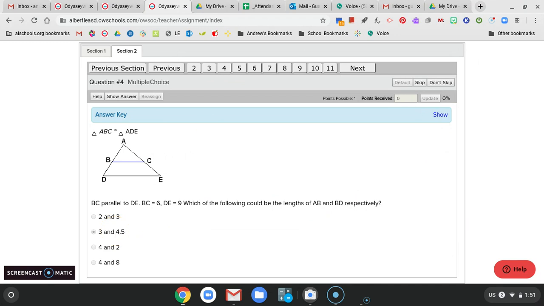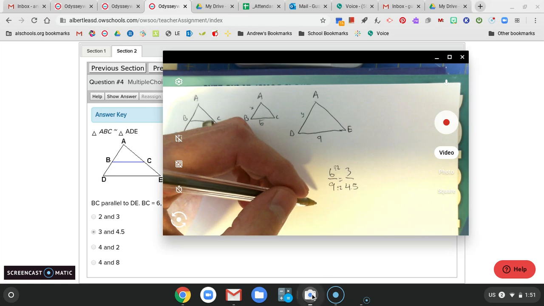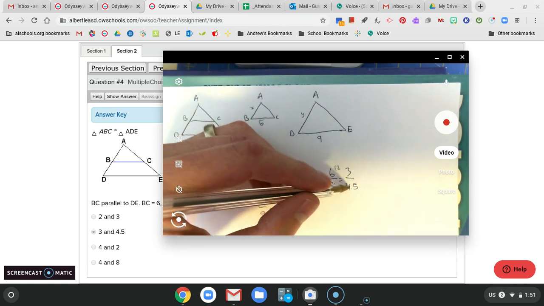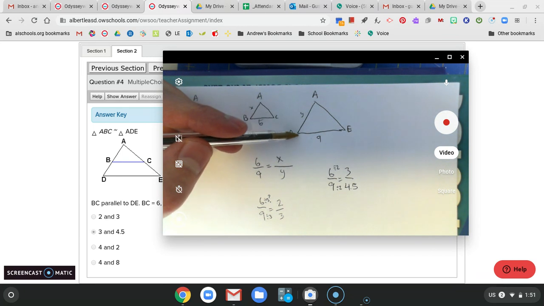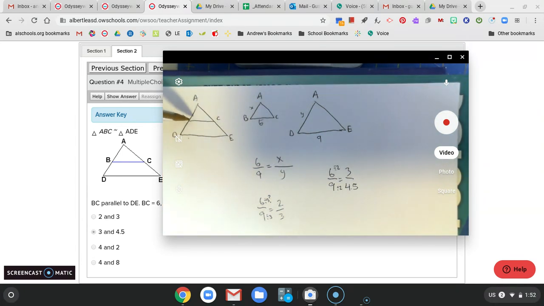If BC is 6, DE is 9, which of the following could be the lengths BD? Oh, I apologize. I was not reading this very well. It says AB and BD, not AB and AD. So those letters messed me up there. I wasn't paying attention. This would work for AB and AD, but not BD. BD has an extra little hiccup there.